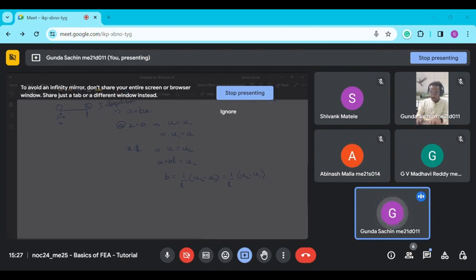If you take the interpolation function and substitute this a and b into it, the interpolation function is a plus bx, where a is u1 and b is 1 by L times (u2 minus u1), times x. Then you will have it as u1 times (1 minus x by L) plus u2 times x by L.